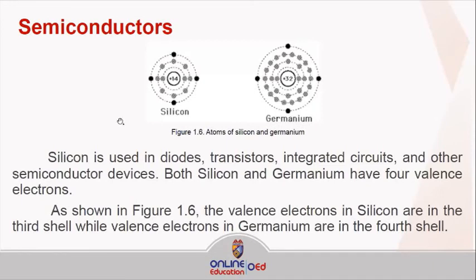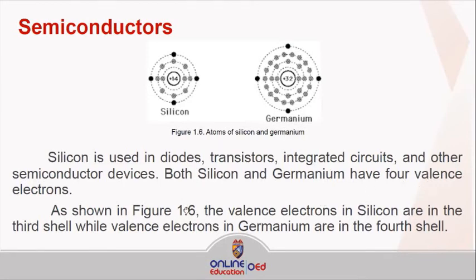Okay, now we will explain silicon. Silicon is used in diodes and transistors, in integrated circuits and other semiconductor devices. Both silicon and germanium have 4 valence electrons. Kapag ang isang silicon, meron siyang 4 valence electrons. Type din ng semiconductor ang silicon at germanium, kaya constant din ang kanyang value na meron siyang 4 valence electrons.